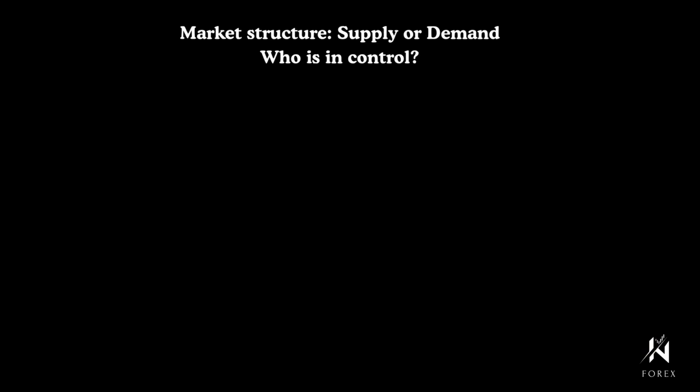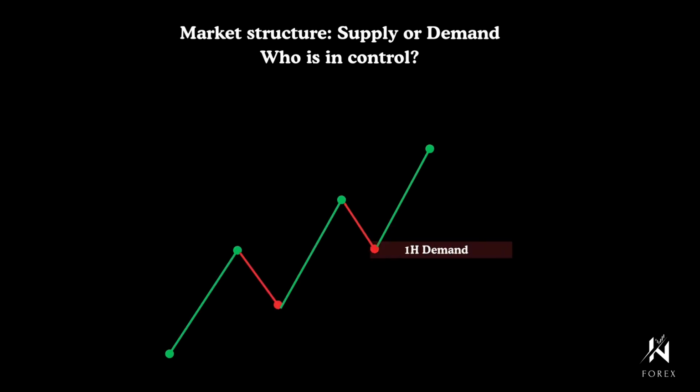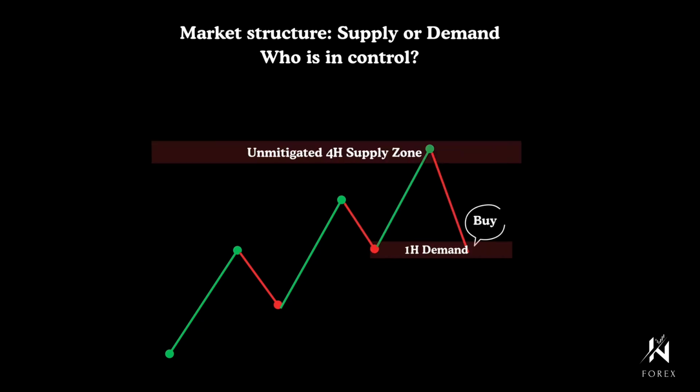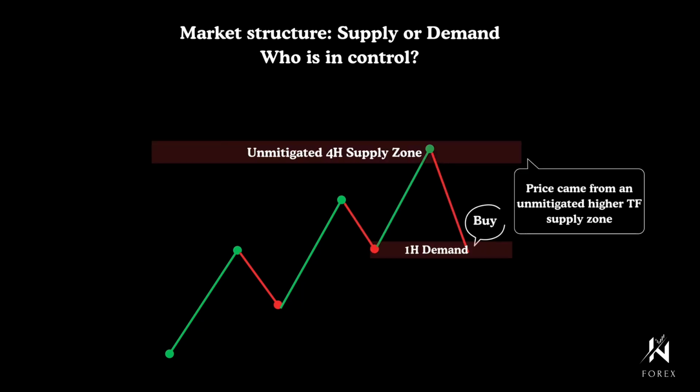Now let's move on to market structure. Supply or demand, who's in control? Imagine you're looking at a 1-hour structure and price arrives at a demand zone. It might seem reasonable to search for long setups. But what if that price action is actually coming down from an unmitigated 4-hour supply zone?